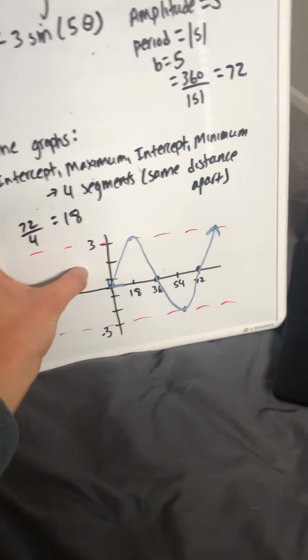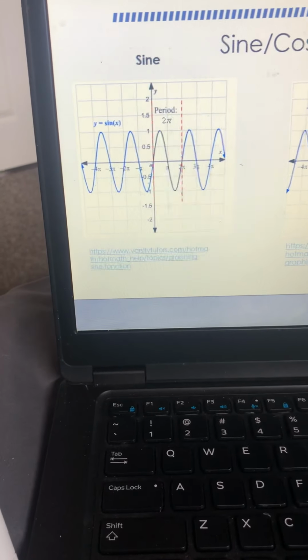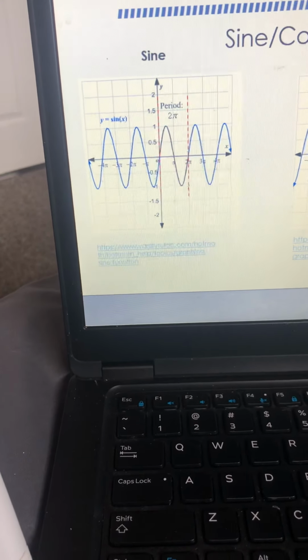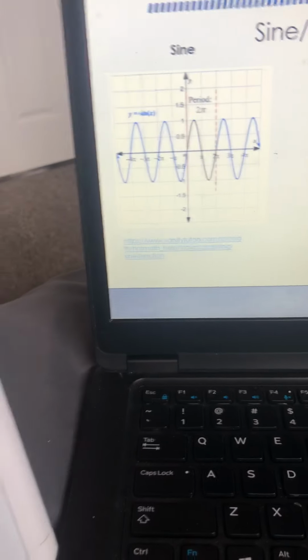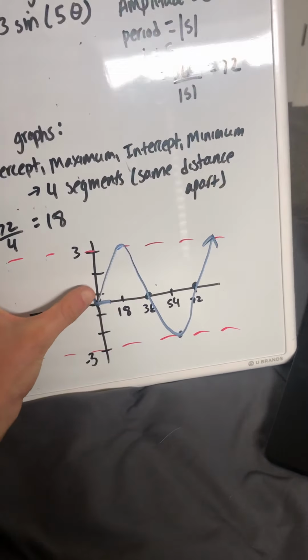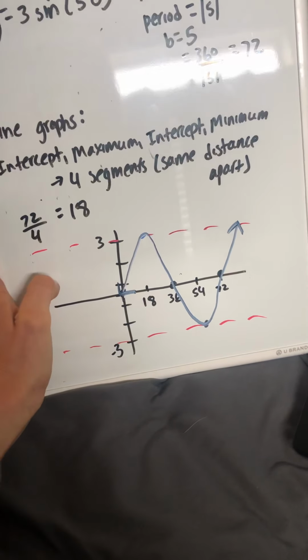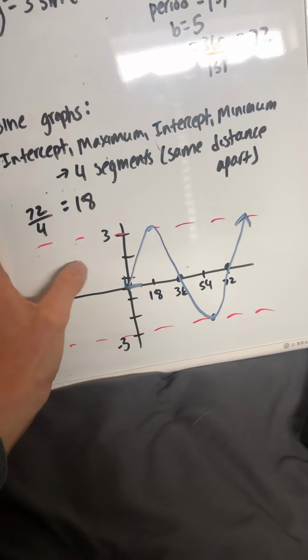So on my sine graph, comparing this to my basic sine graph with no transformations, I am going to break this up to have 4 different segments going by 18. So here on the graph, I go from 18 to 36 to 54 to 72.